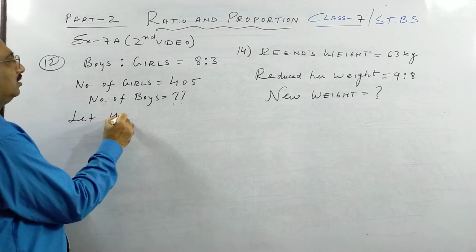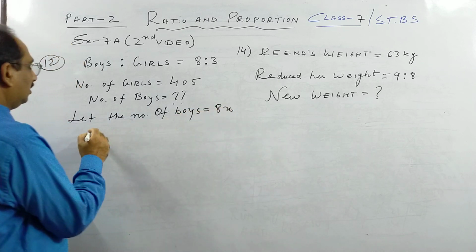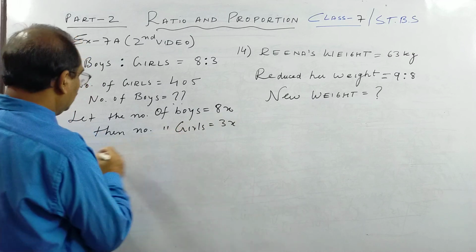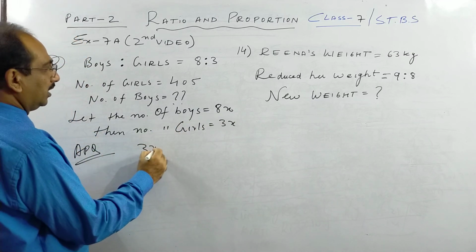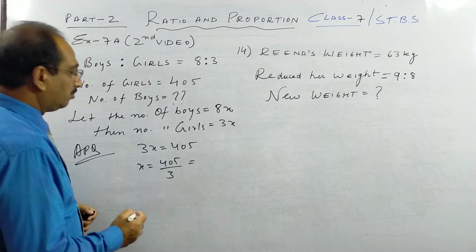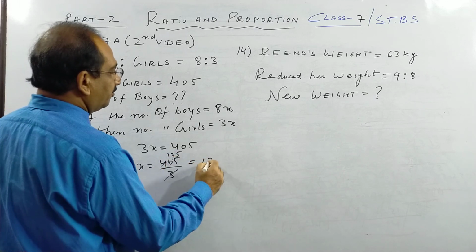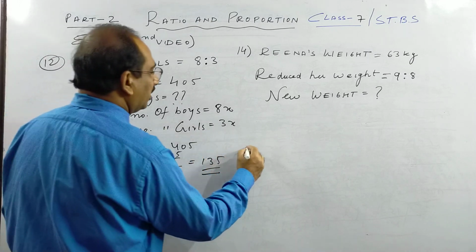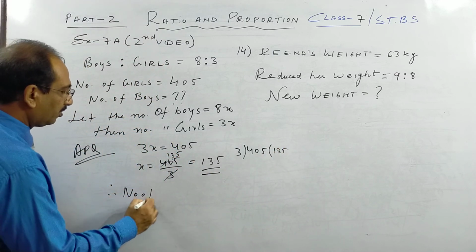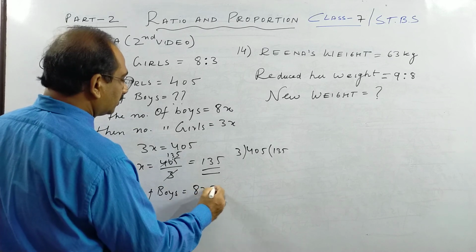Let the number of boys be equal to 8x, then the number of girls is 3x. So as per the question, 3x is equal to 405. So x is 405 by 3. We cancel by 3. 1 3 is 3, 1 left, 3 3s are 9, 1 left, 3 5s are 15. So we get x is equal to 135. You can divide like this also, children. So if you divide, you will get 135. Therefore, number of boys is equal to 8x. So 8 into x.